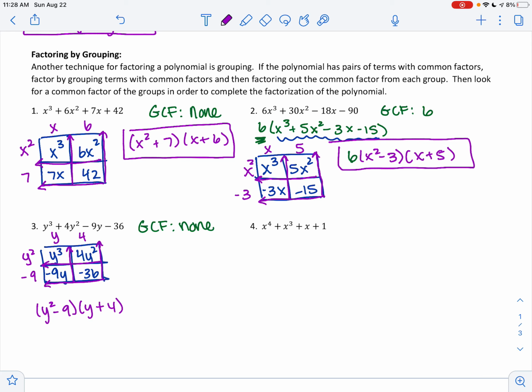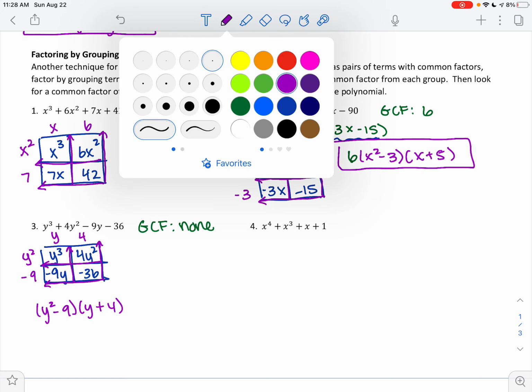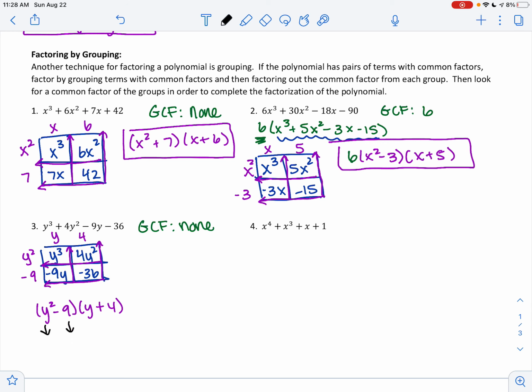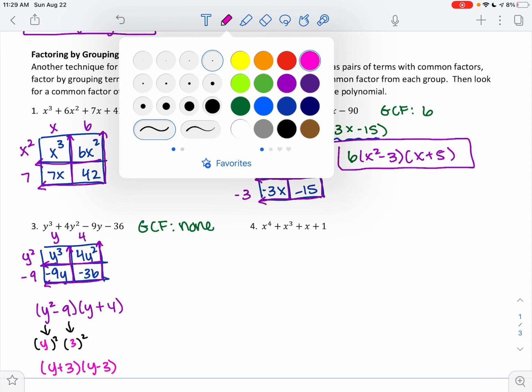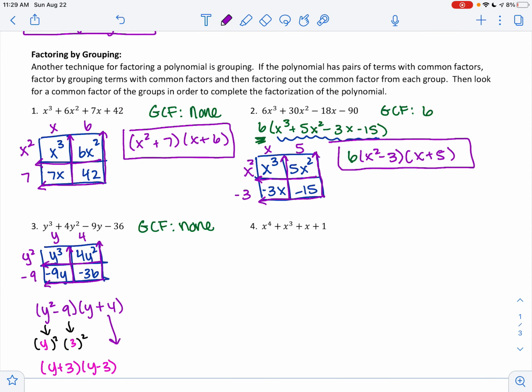Now we want to check to see if we have factored completely. Well, y squared minus 9. This is a difference of 2 squares. I can see that because, let's look and see what's being squared in each part. So here, y is being squared for y squared, and 3 is being squared for 9. So I can factor that as y plus 3 times y minus 3. Y plus 4 is a linear factor, so that one is factored completely. So this would be my answer for number 3.